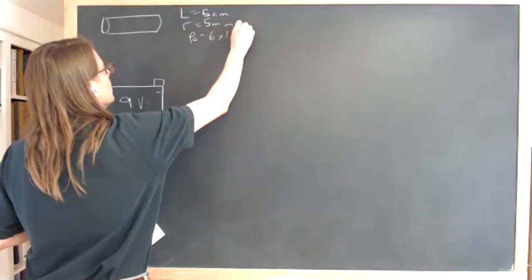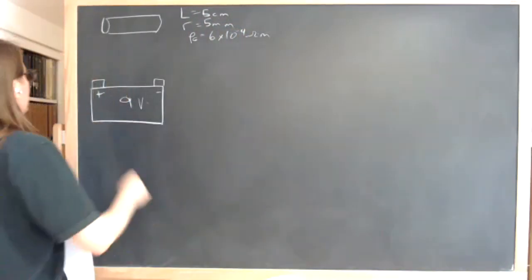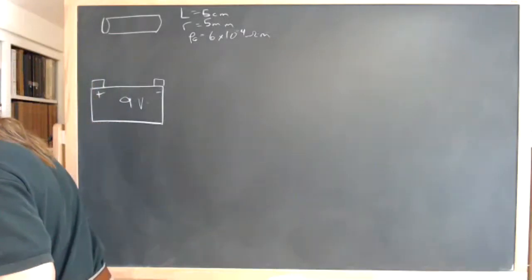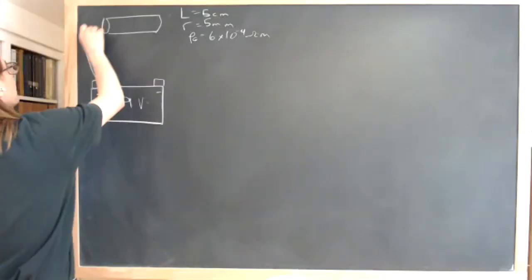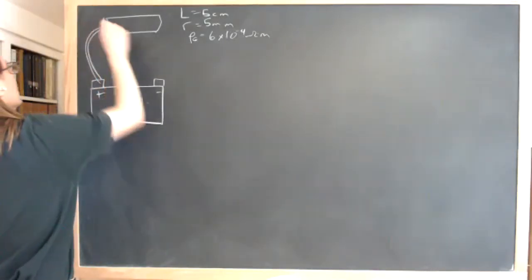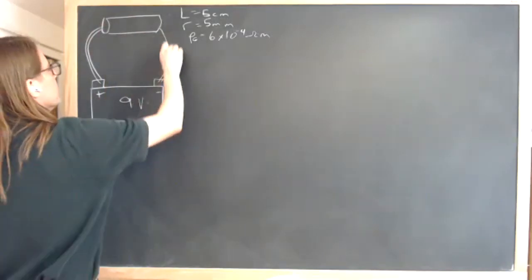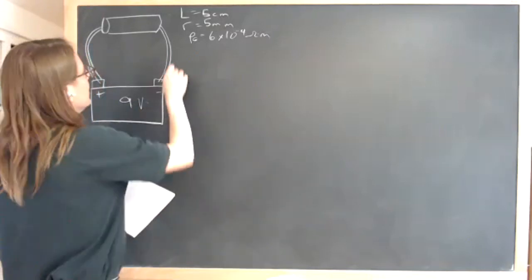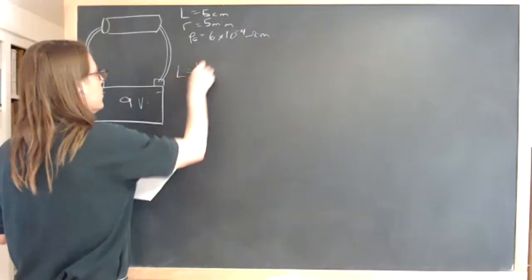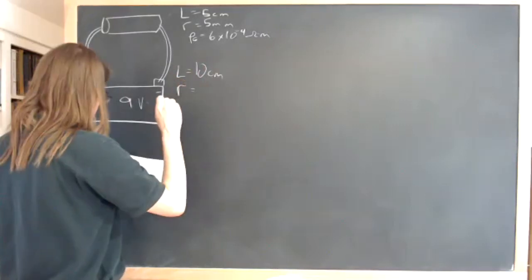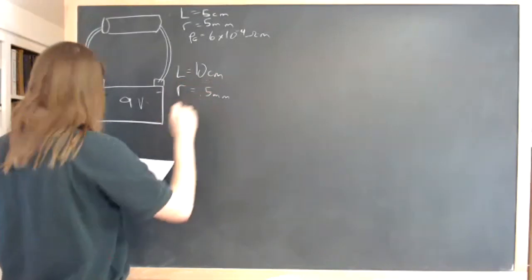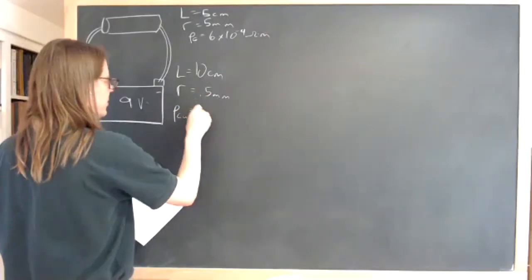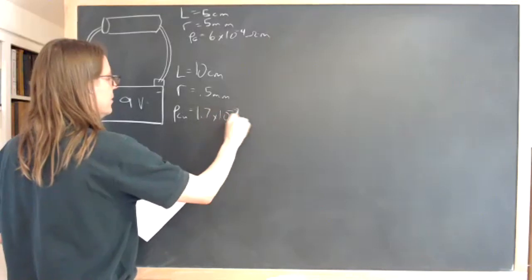6 × 10⁻⁴ ohm meters. Copper wires connect each terminal of the battery to the graphite cylinder. The copper wires are identical. They have the following properties. The length is 10 centimeters. The radius is 0.5 millimeters, and the resistivity of copper is 1.7 × 10⁻⁸ ohm meters.